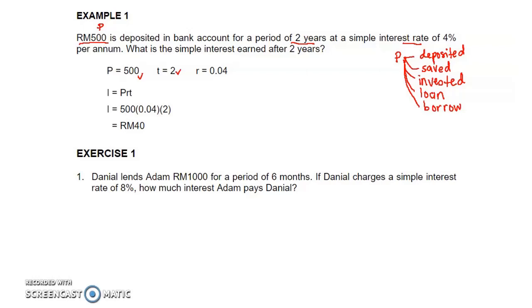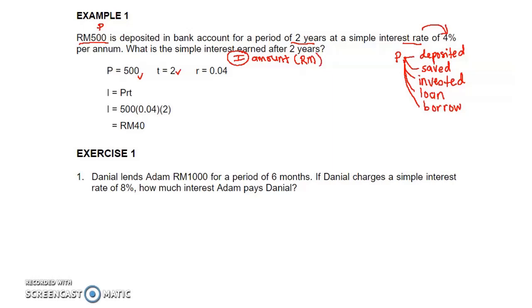Okay, so that means we want to find value I, the amount of interest. This is the rate of interest, and this is the amount. We want to find the amount of interest, and the amount must be in RM. So don't confuse this.